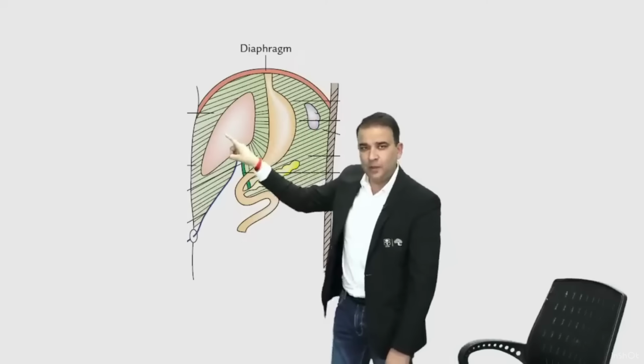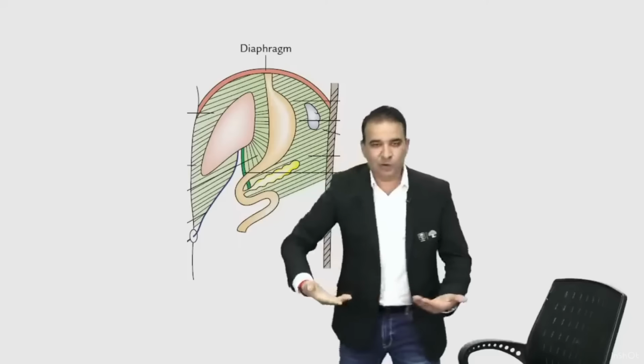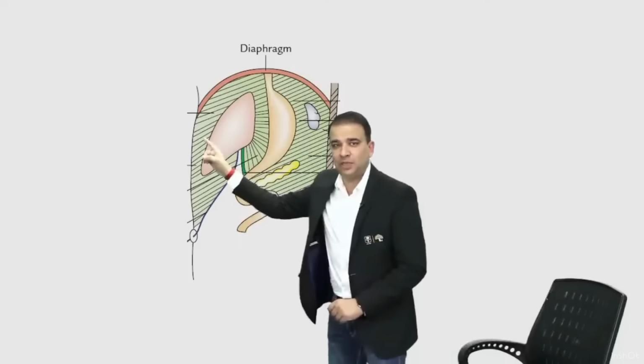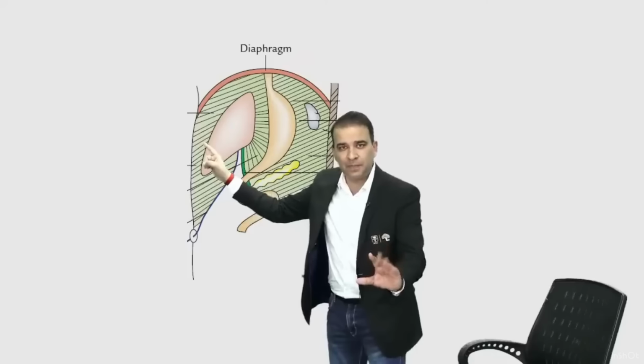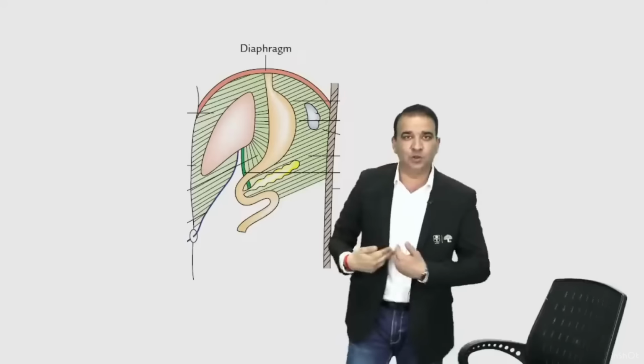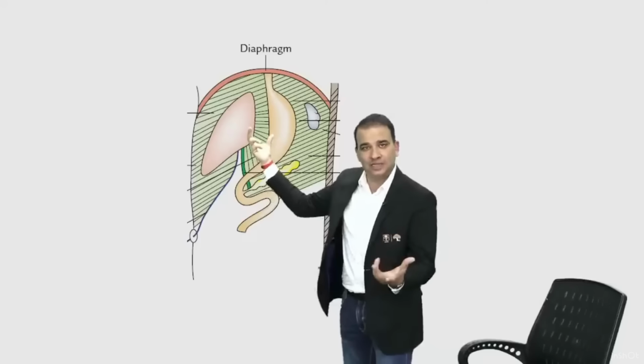Now, if this is a liver, what is connecting the liver to the anterior abdominal wall? Falciform ligament. So that means this part of the ventral mesogastrium will give rise to the falciform ligament. What connects the liver to the stomach? Lesser omentum. That means this part of the ventral mesogastrium will give rise to the lesser omentum.